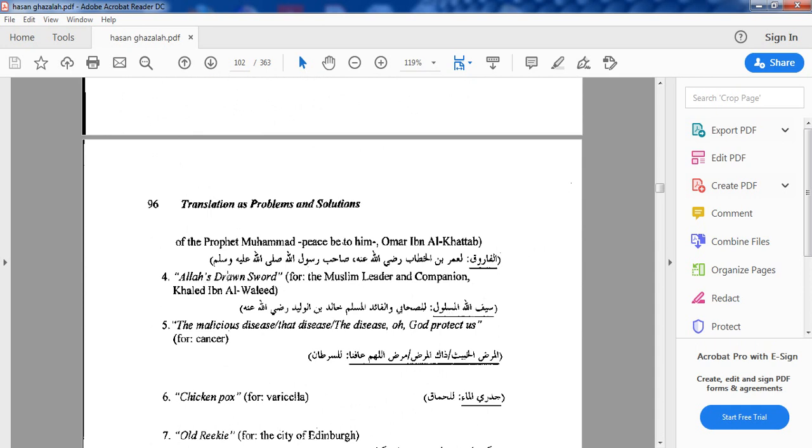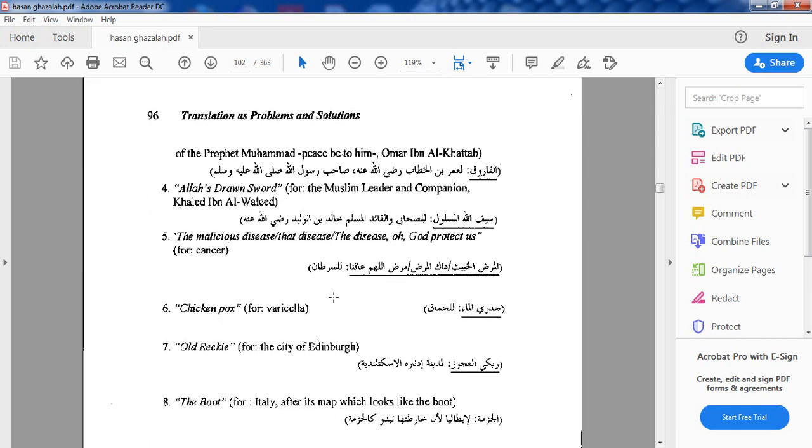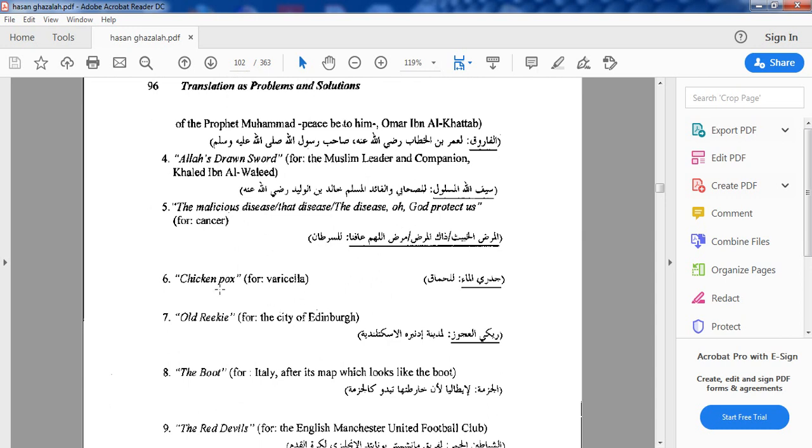Sayfullah al-Maslul, Allah's drawn sword. So Sayfullah al-Maslul means Khalid ibn Walid. There's a similarity between them, or they are synonyms. Khalid ibn Walid and Sayfullah al-Maslul are synonyms in Arabic. What about in English translation? Unless you give the meaning for the reader, the reader will not know that what's meant by Sayfullah al-Maslul is Khalid ibn al-Walid.